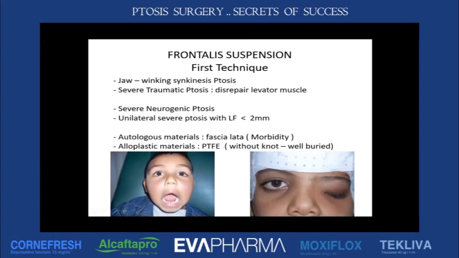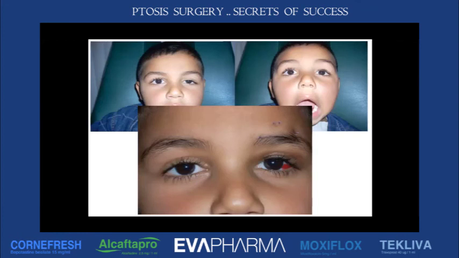So in our practice, we still indicate frontalis muscle suspension as a first technique, mainly in case of synkinesis or severe traumatic ptosis or severe neurogenic ptosis or unilateral severe ptosis. And we generally prefer fascia lata, and if possible PTFE. Next slide. Here is a case with unilateral suspension.